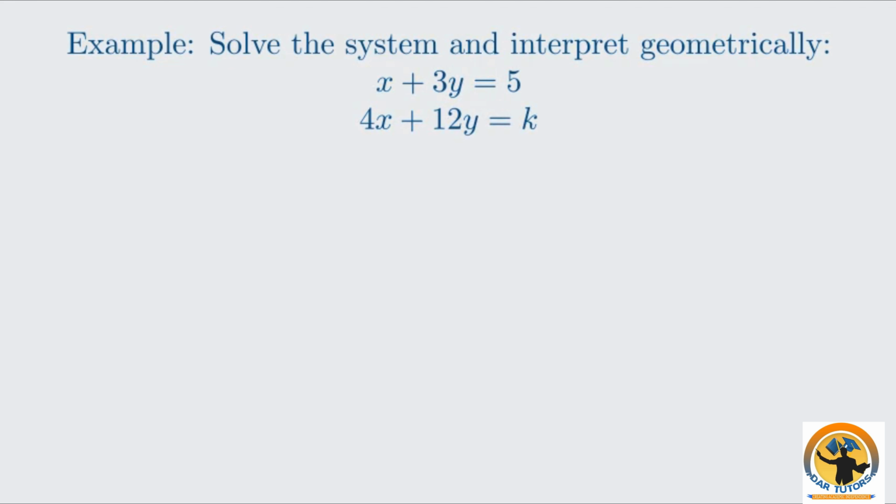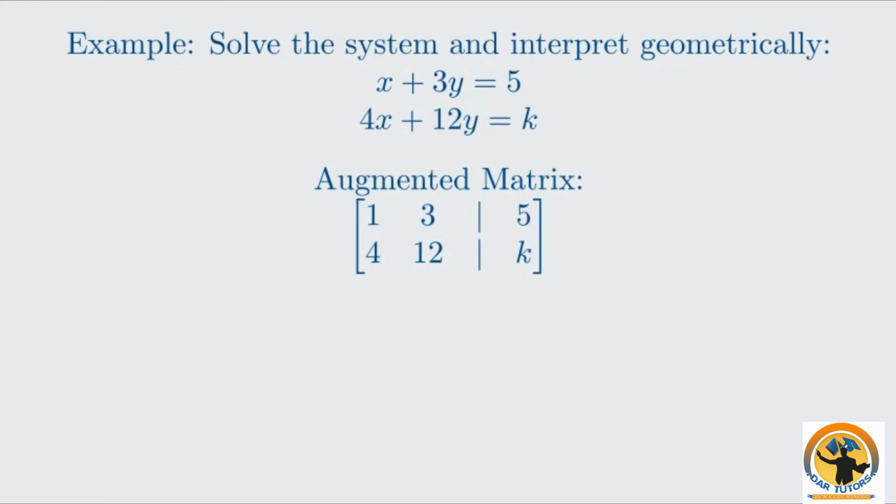As before, we'll start by writing the augmented matrix. The matrix is 1, 3, 5, and 4, 12, k. The first row already has a 1 in the first position, so we can proceed to eliminate the 4 in the second row.